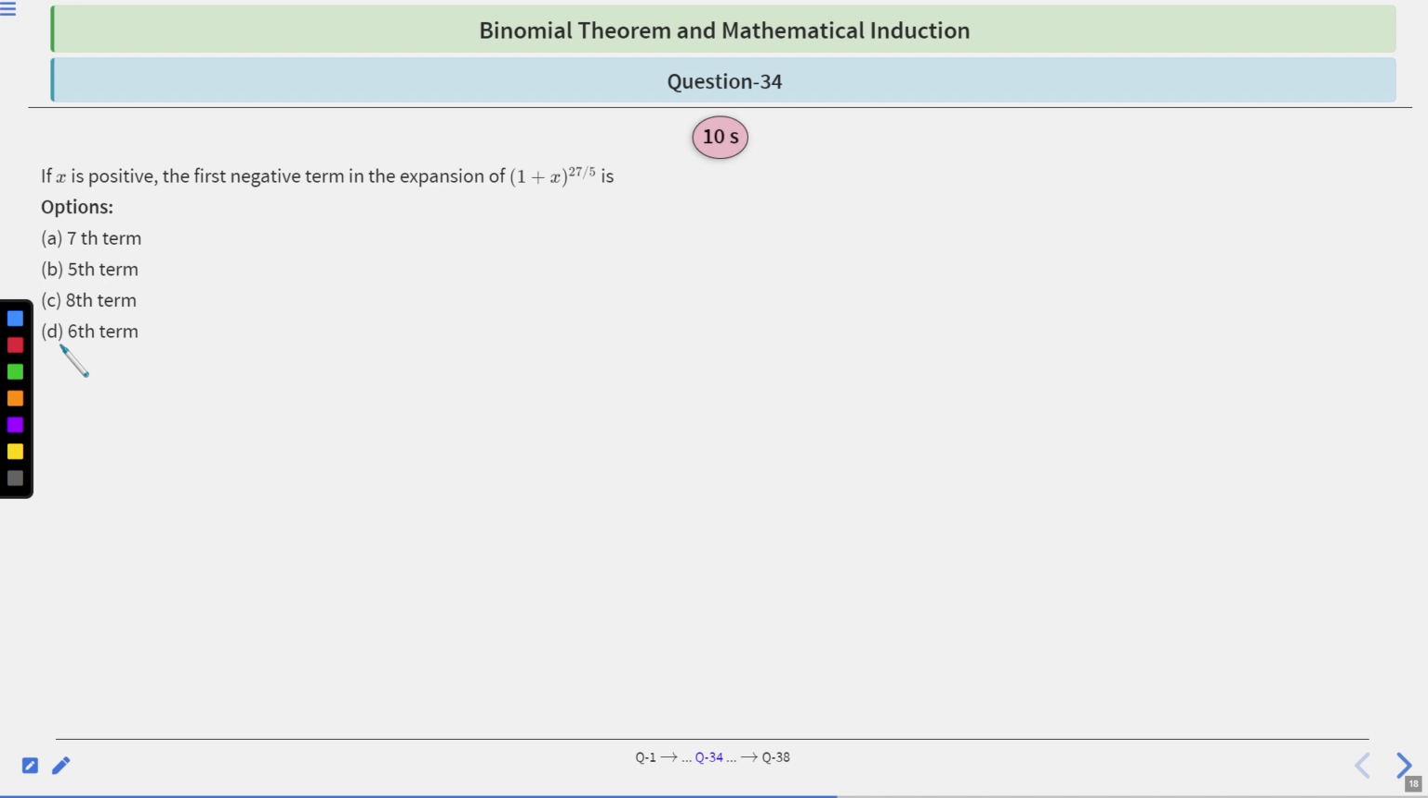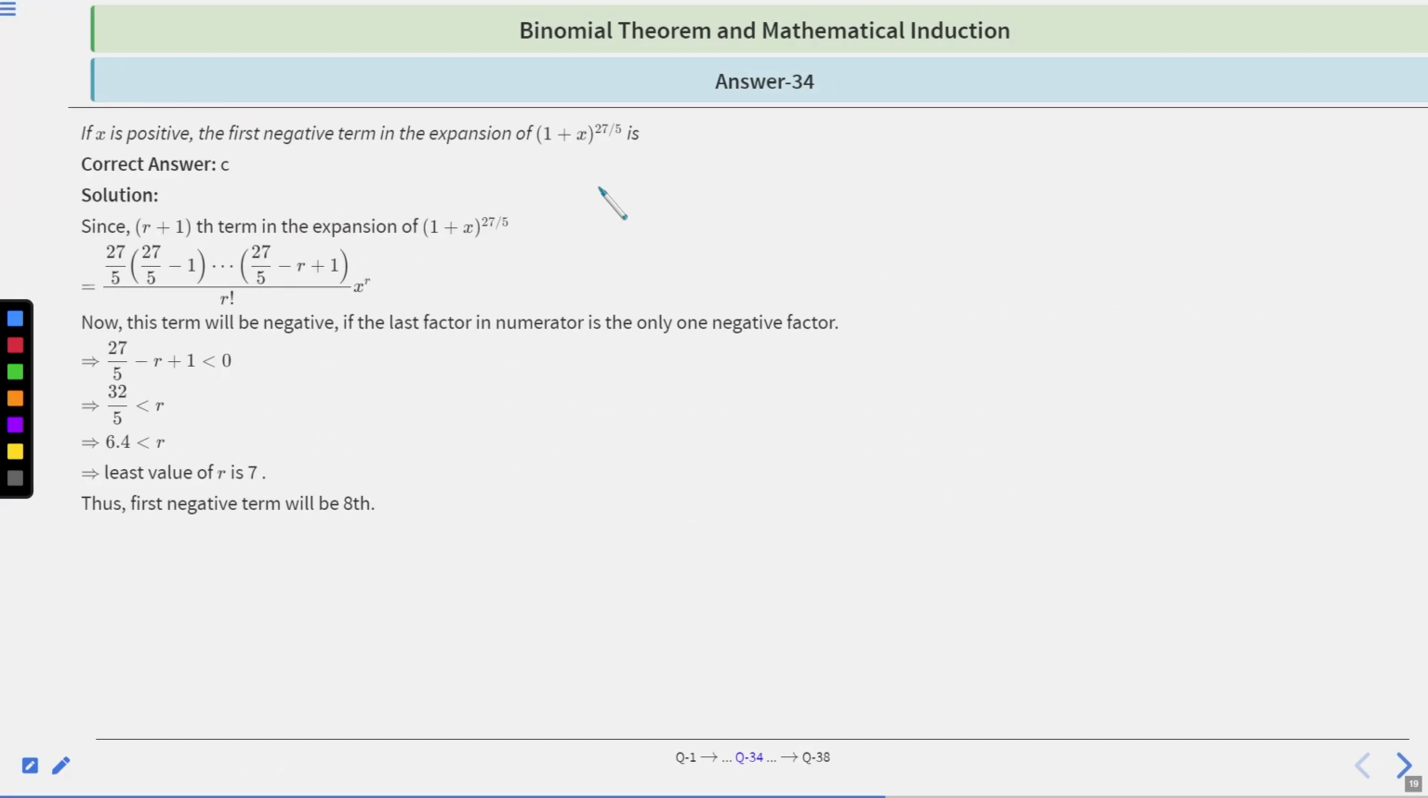Question number 34. It says, if x is positive, then the first negative term in the expansion of (1 plus x) to the power 27 by 5 is the first negative term. So you have 10 seconds to solve this question. After 10 seconds, we will discuss the solution. Okay, let's move to the solution part.